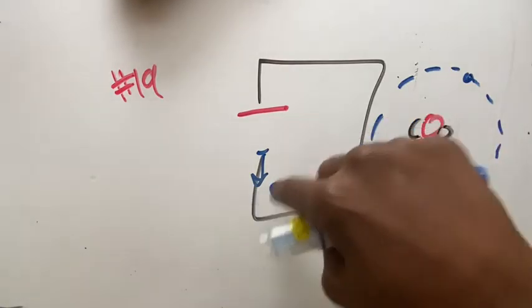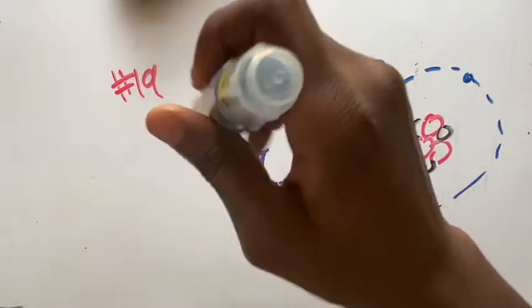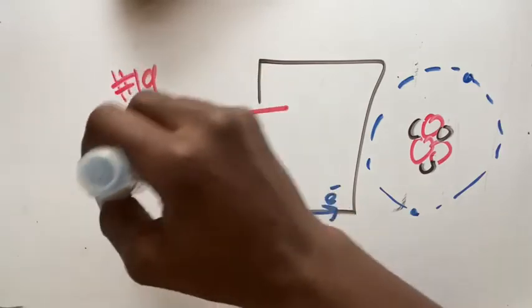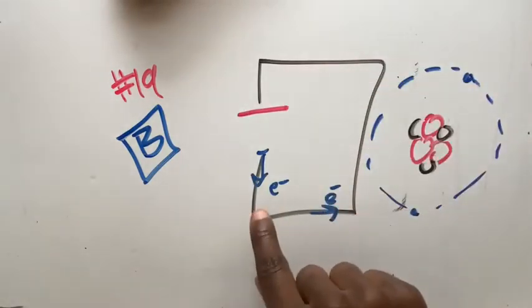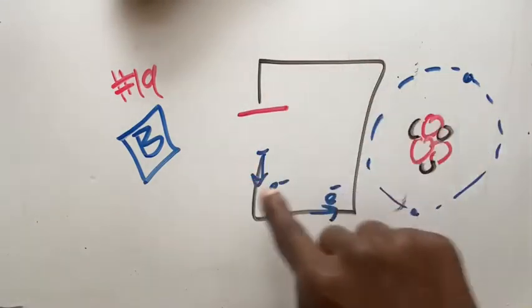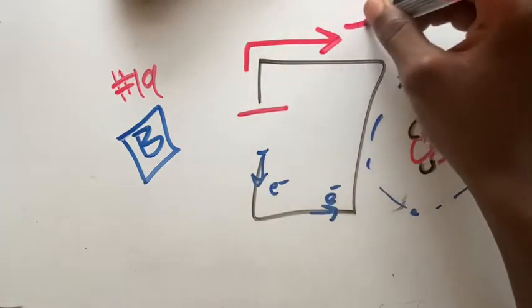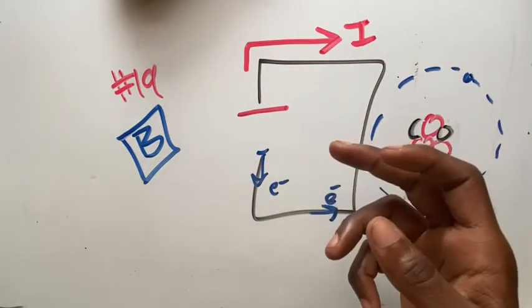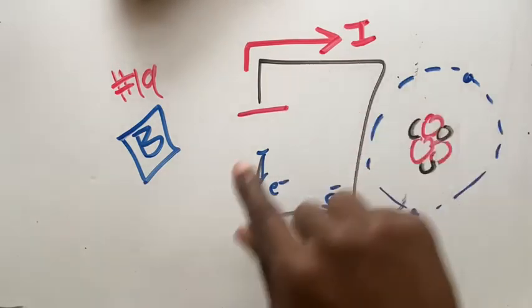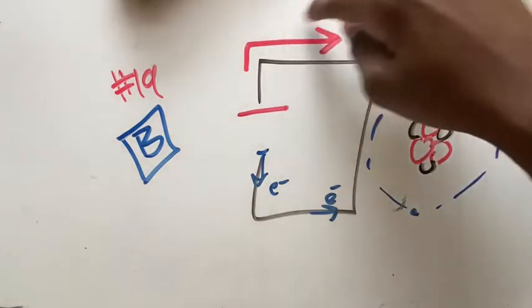And so it's the electrons that are basically causing the current, or what the current is composed of. So the answer to number 19 is going to be B. But also note that even though we know the electrons are going in this direction, we always say the current is in the direction opposite to the electrons, because electrons have a negative charge, right? So this would be like a negative current. So instead of saying negative current, we just say the positive current is going in the opposite direction.